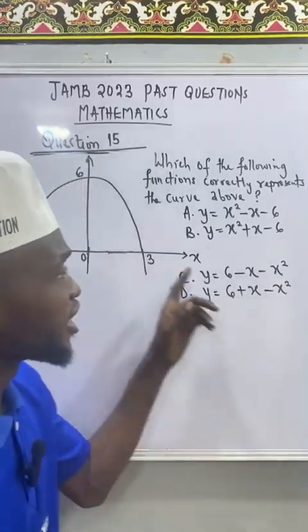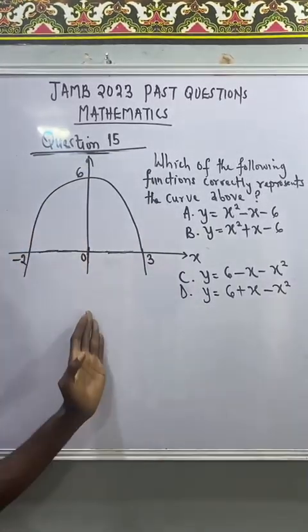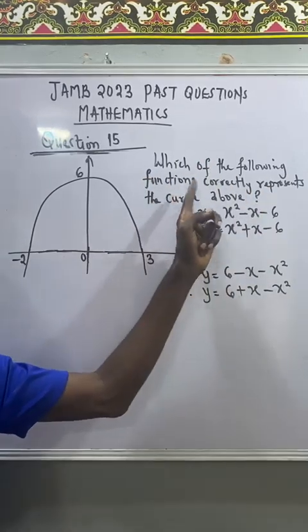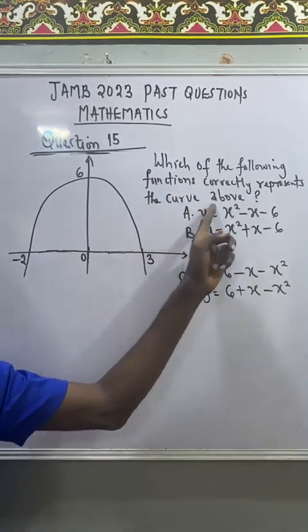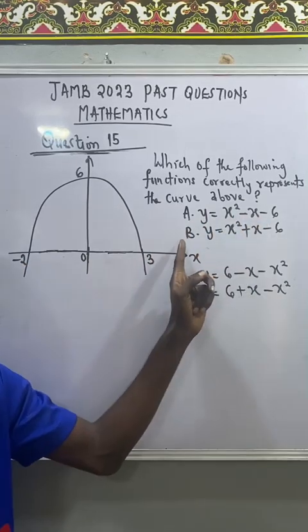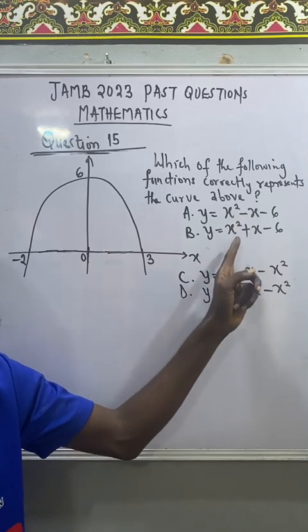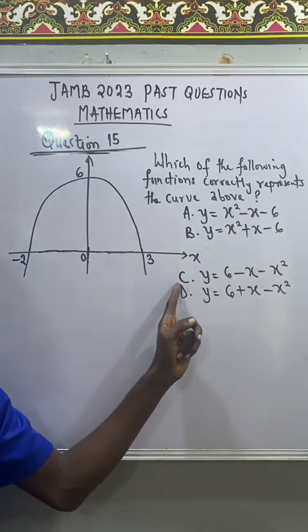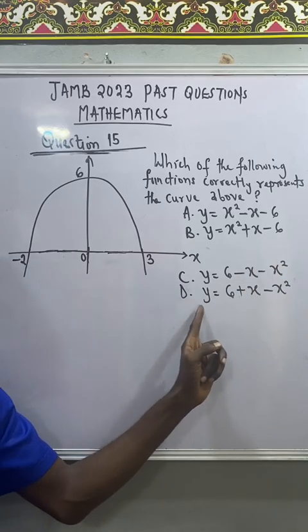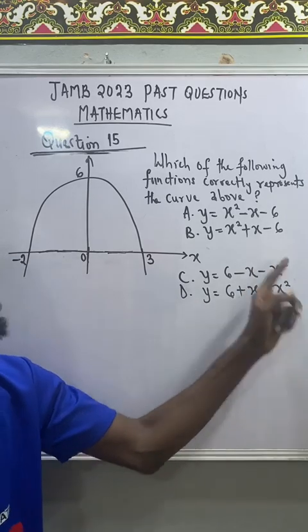Question 15, JAMB Mathematics. We are given this graph and we are asked which of the following functions correctly represent the curve above. A, y equal to x squared minus x minus 6. B, y equal to x squared plus x minus 6. C, y equal to 6 minus x squared. D, y equal to 6 plus x minus x squared.